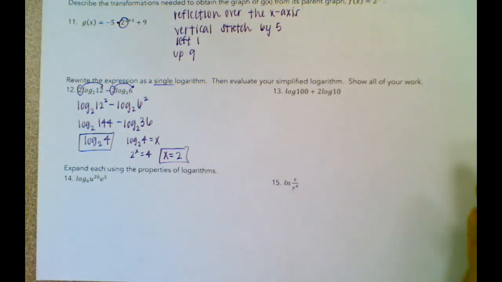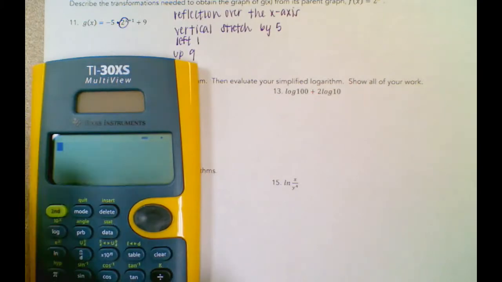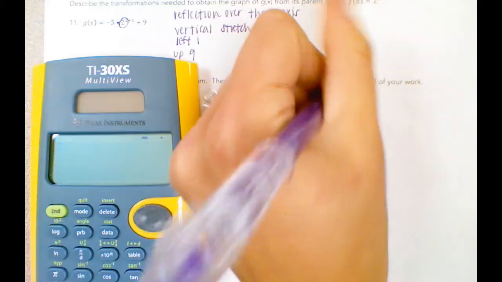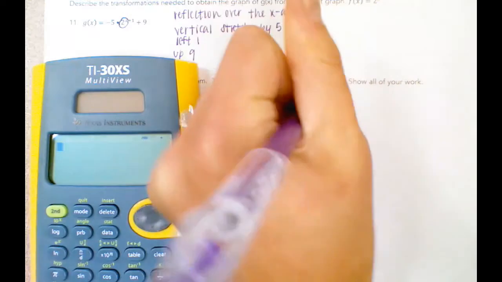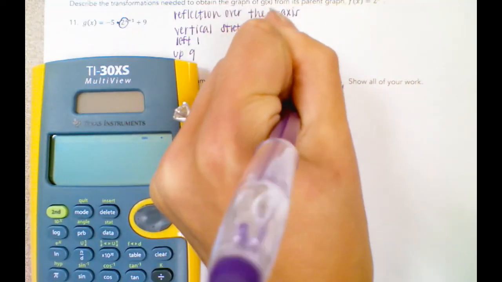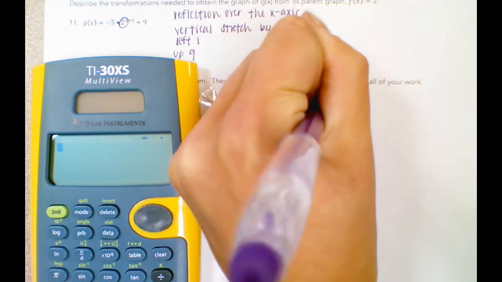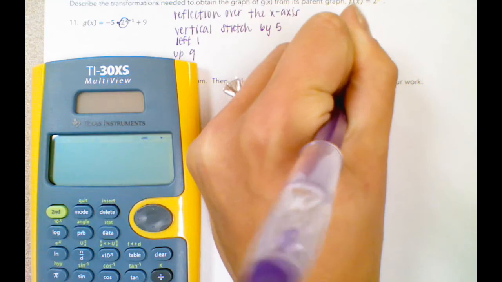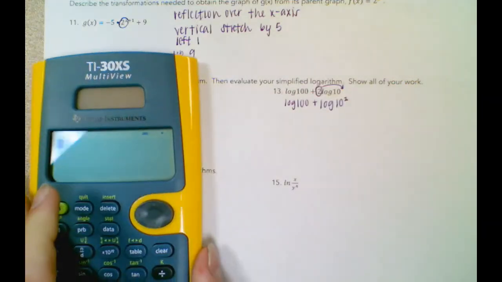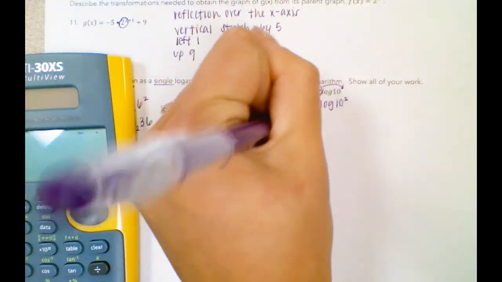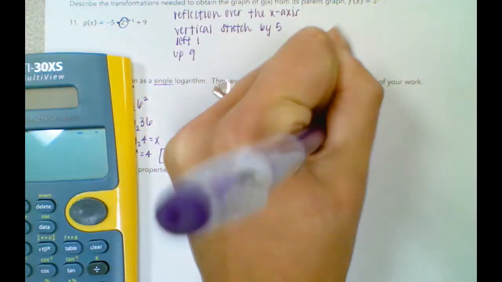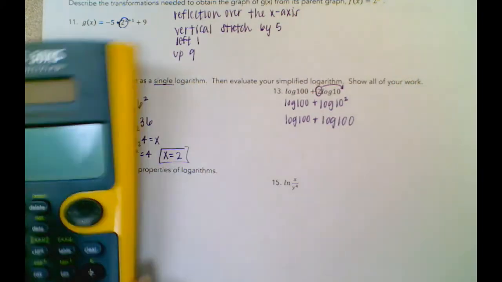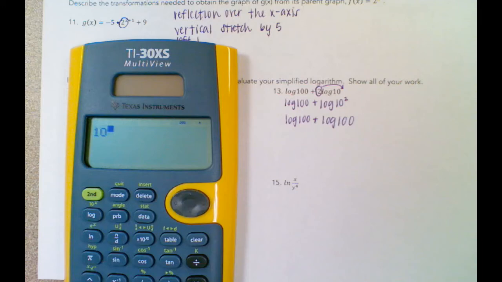Number 13, we have one number in front of just one of the logs, so that's only going to go on that 10. So we have log of 100 plus log of 10 squared, and 10 squared is 100. Again, you can type that in your calculator if you're not sure. Okay, I'll do it right there.